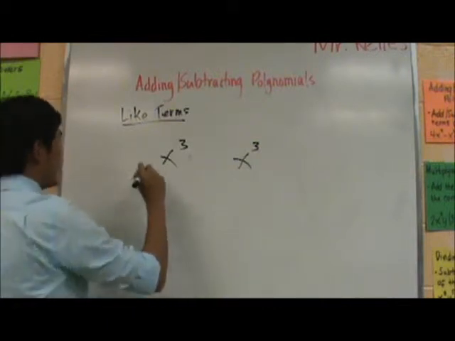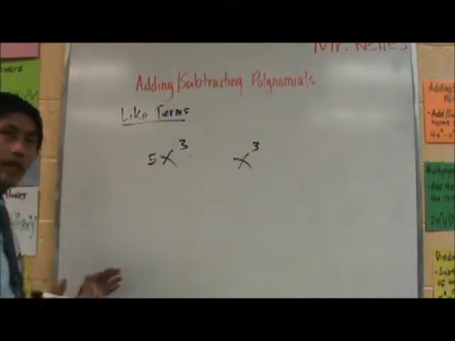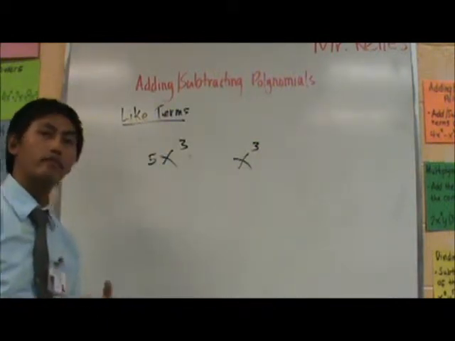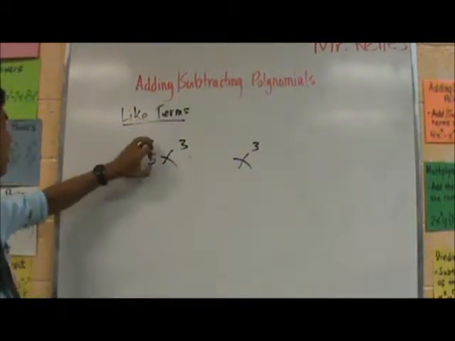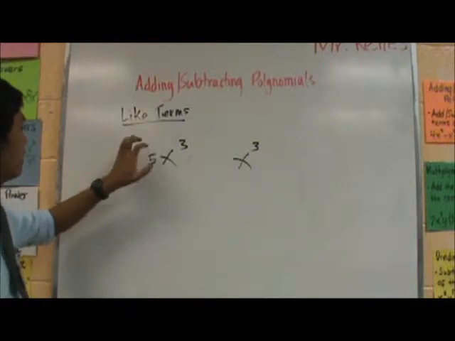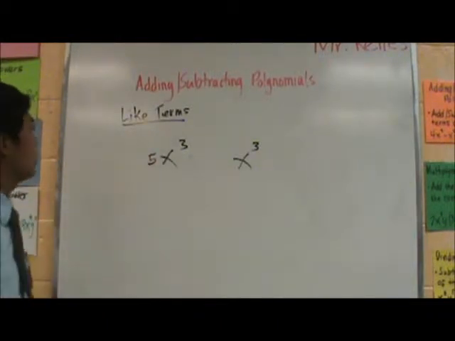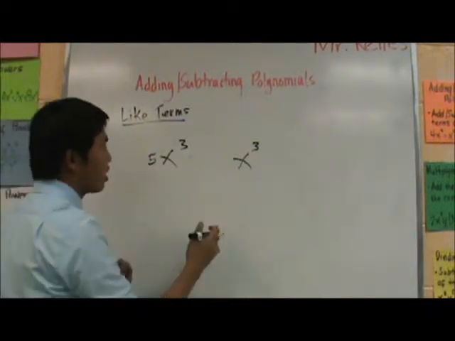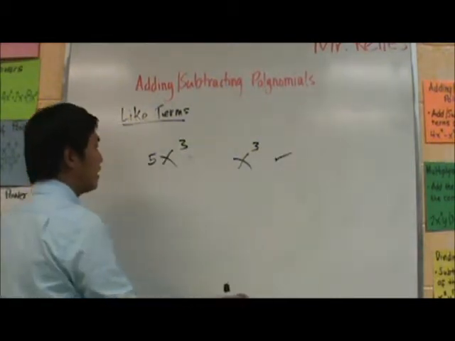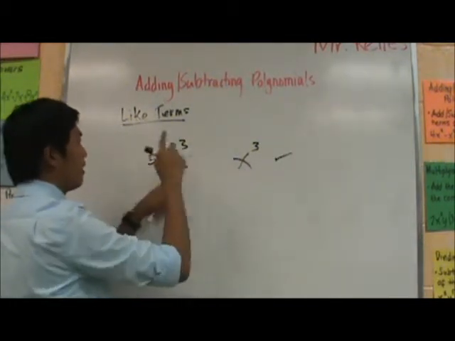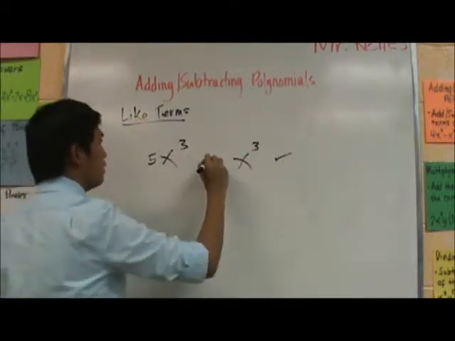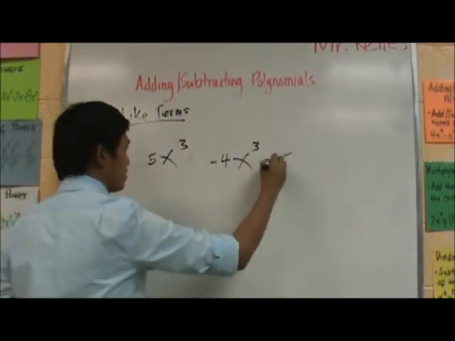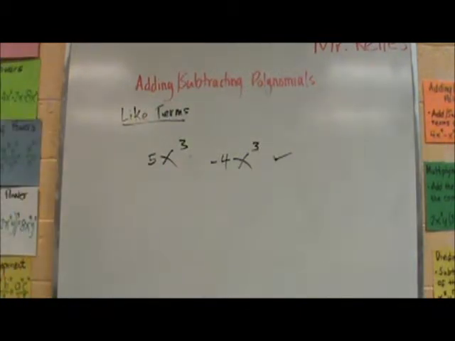But how about if I add 5 here? Again, for like terms, we're only after the variable and the exponents. So we don't really care about the numerical coefficient if they're not the same. So are they like terms or not? The answer is yes. Same variable, same exponents, we don't care about that 5. So even if I put -4 here, I'm still going to say they are like terms.